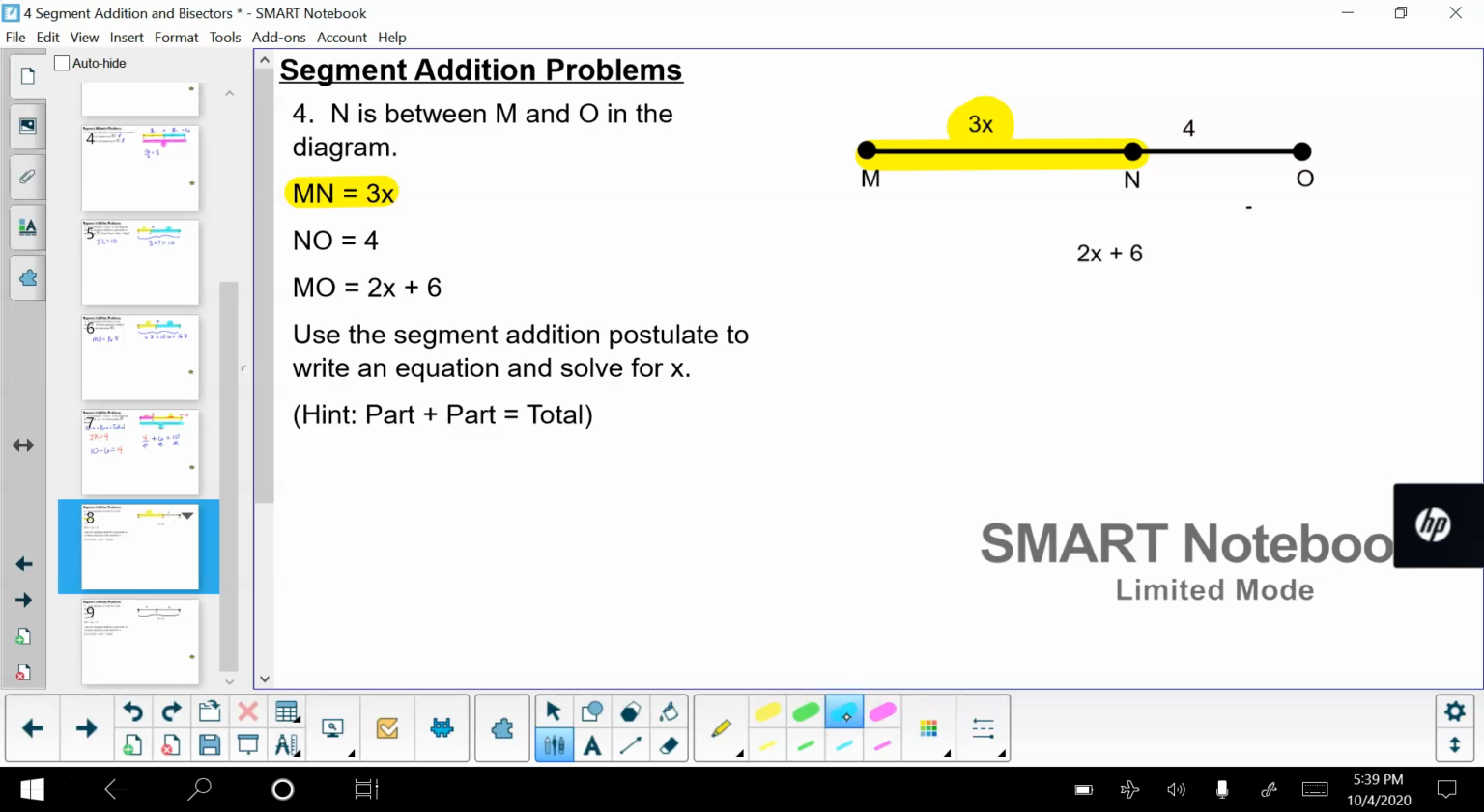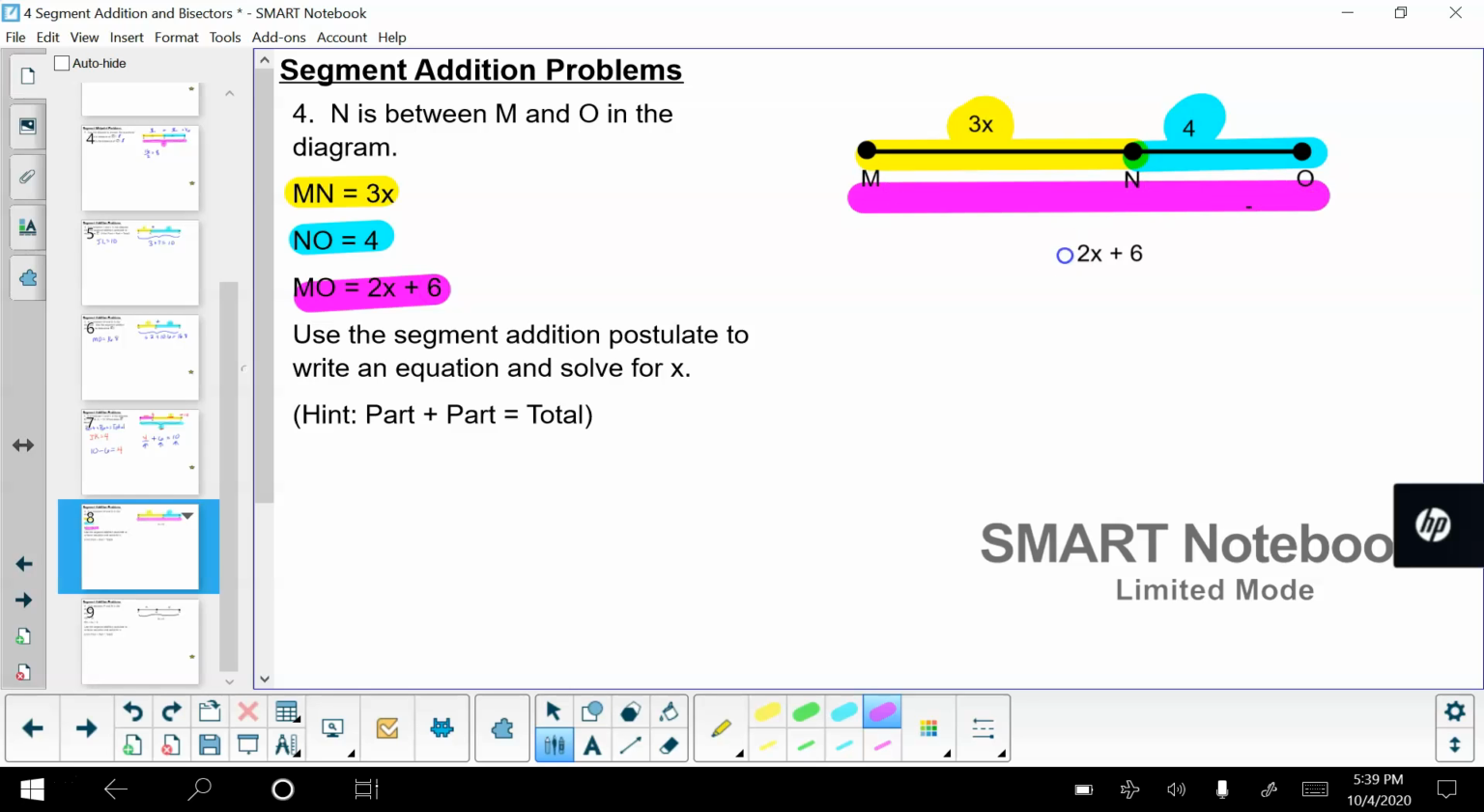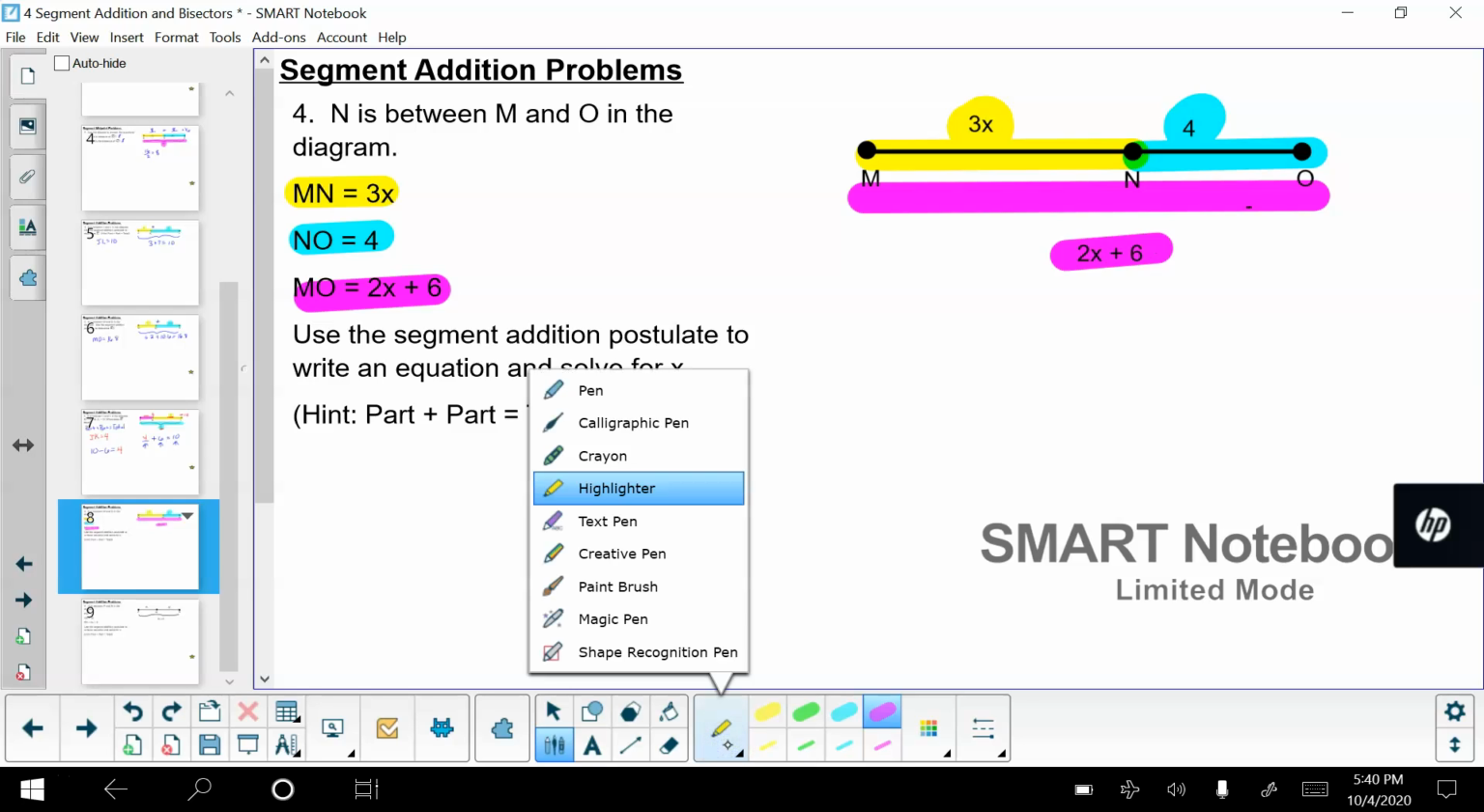And then it's telling us that the next part, line segment NO, what N to O equals, is actually 4. And then it's showing us that the whole line segment MO, all the way from M to O, is equal to 2x plus 6. And it says to use the segment addition postulate to write an equation and solve for x using the part plus part equals total from the line segment addition postulate.